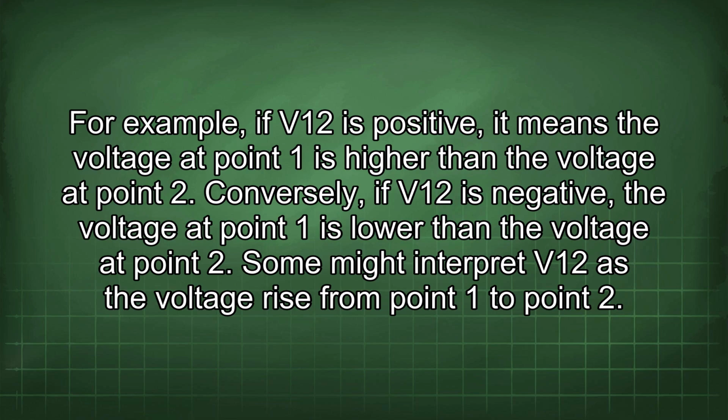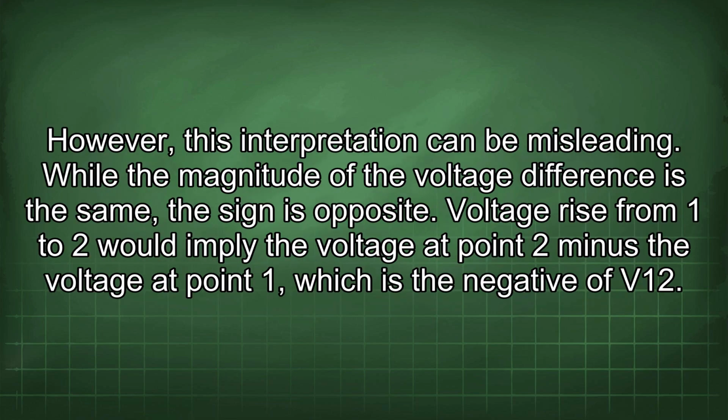Some might interpret V12 as the voltage rise from point 1 to point 2. However, this interpretation can be misleading. While the magnitude of the voltage difference is the same, the sign is opposite. Voltage rise from 1 to 2 would imply the voltage at point 2 minus the voltage at point 1, which is the negative of V12.